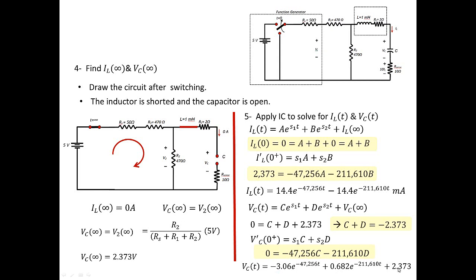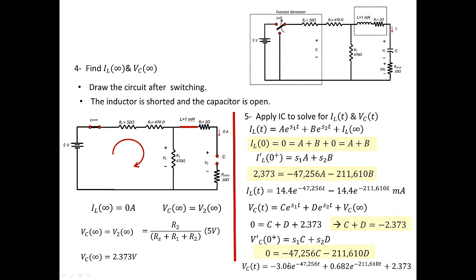And we know that VC at infinity is 2.373. So this is basically VC of t. This is the solution for the series RLC circuit that we have. At this point, I only know the equations that describe IL of t and VC of t. To validate my solution against the PSpice OrCAD solution, I need to graph IL of t and VC of t, because OrCAD PSpice will show me the graph of IL of t and VC of t, and will not give me those values. So I need to graph the equations I obtained, and I will do that using Matlab.